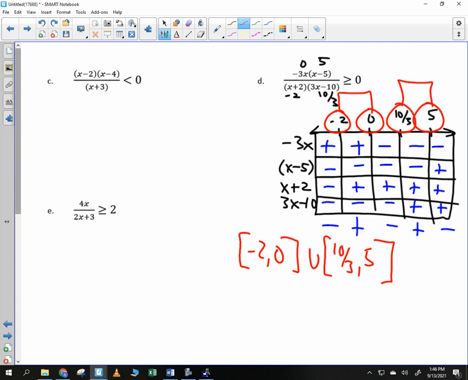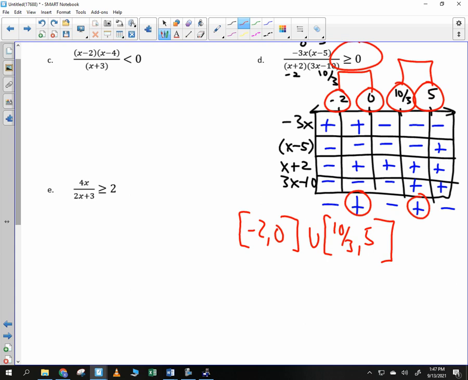Am I wondering where this is positive, or am I wondering where it's negative? I'm wondering where this thing is greater than 0. So I'm wondering where it's positive. Notice the results, positive here, that's in this grouping, right? So between the values of -2 and 0. And positive within this grouping, from the values of 10/3 to 5. So notice how I put my groupings like that. Why did I choose to use brackets? Because of the equal sign. Everybody on the same page there?